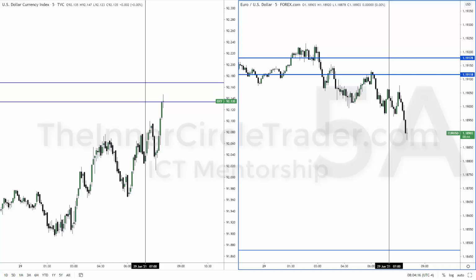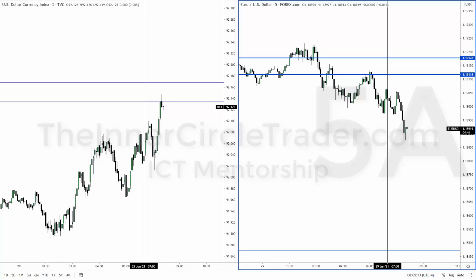Alright, so we're looking at the dollar index here on the left hand side. It's a 5-minute chart, and a 5-minute chart of the euro on the right hand side. And we're looking at a market reversal profile. This is Tuesday, June 29th, 2021.